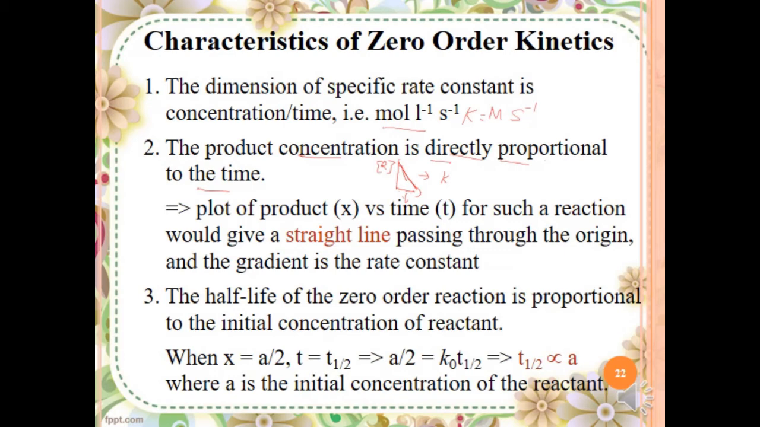Point number 3: the half-life of a zero order reaction is proportional to the initial concentration of the reactant. So when x is equivalent to A over 2, t is t half. So A over 2 equals k naught t half. So that means half-life is proportional to the initial concentration of the reactant.